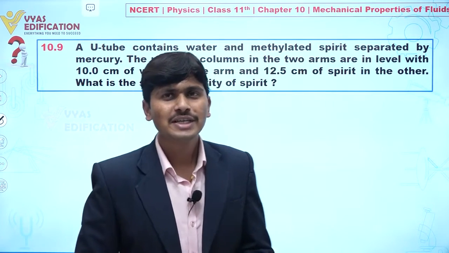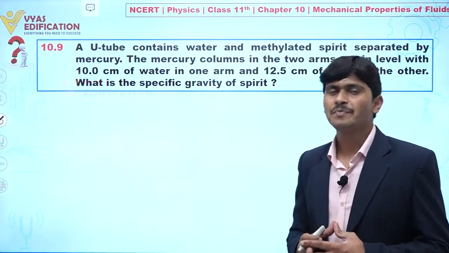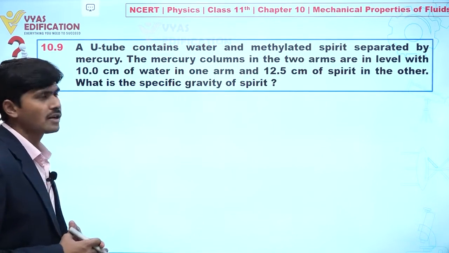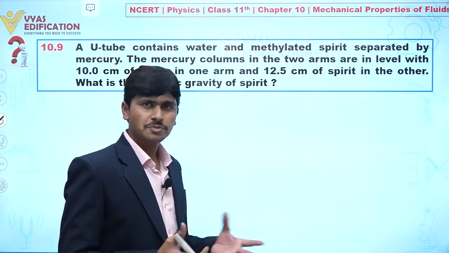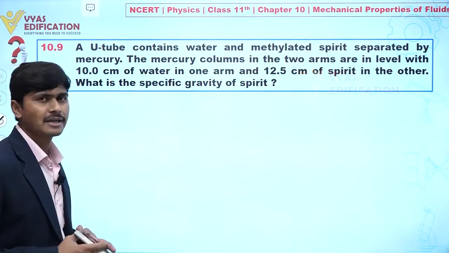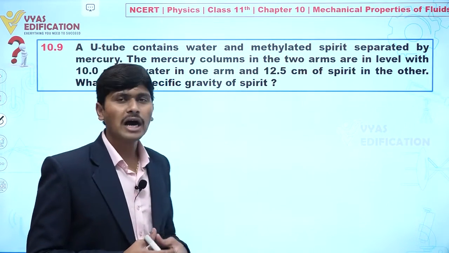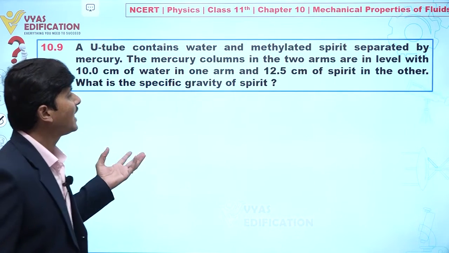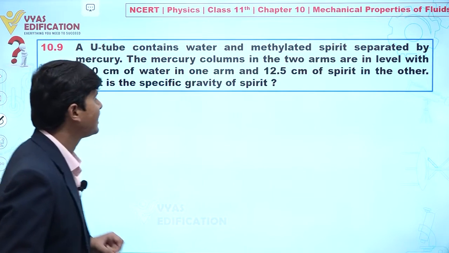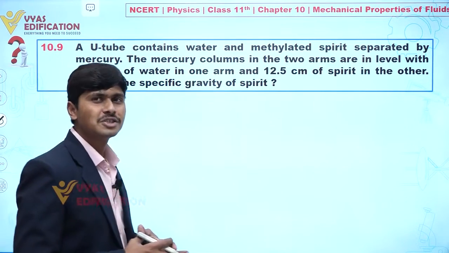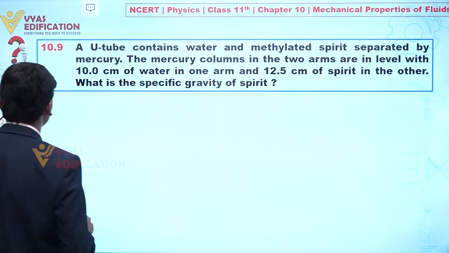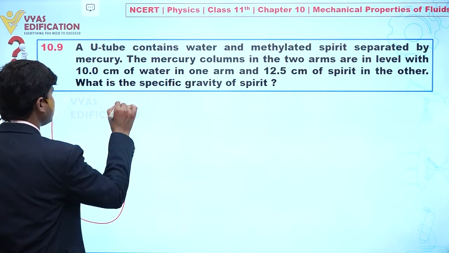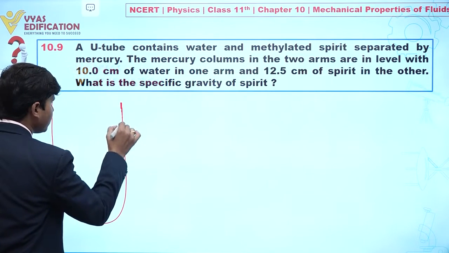Now student, we are going to discuss question number 10.9, and in this question it is given that a U tube contains water and methylated spirit separated by mercury. The mercury columns in the two arms are at the same level, with 10 centimeter of water in one arm and 12.5 centimeter of spirit in the other. What is the specific gravity of spirit? So again my dear student, this is a very simple question. Concentrate on the screen. Let's suppose I am drawing a U tube.